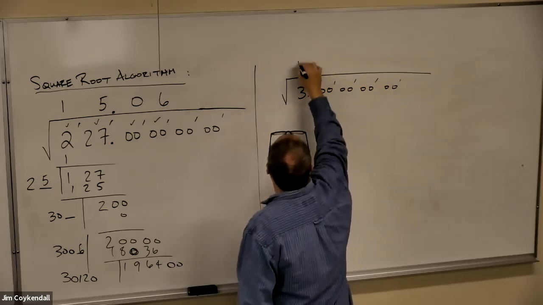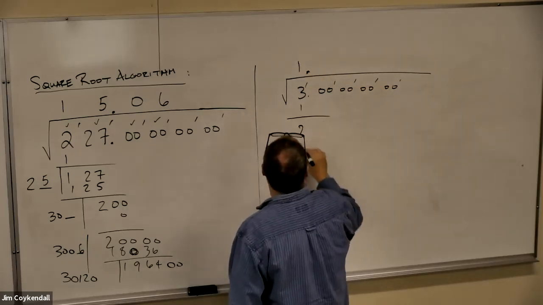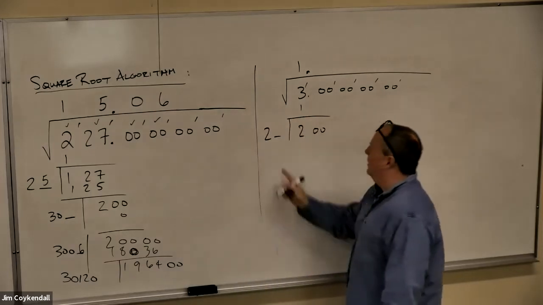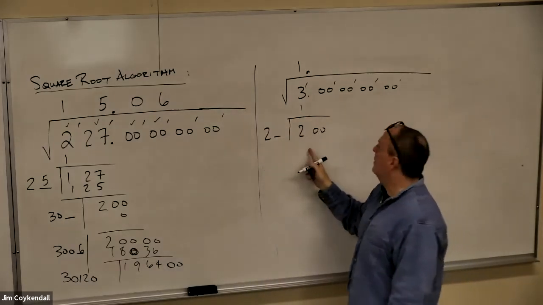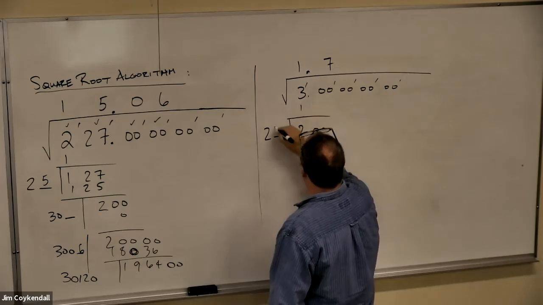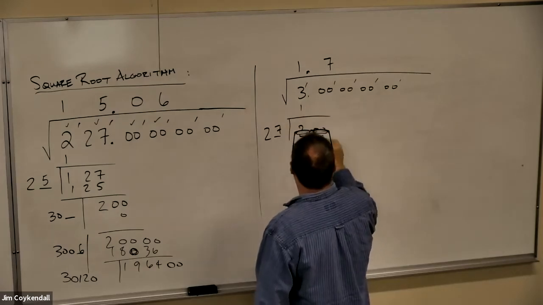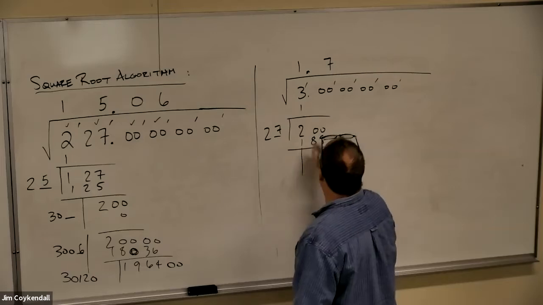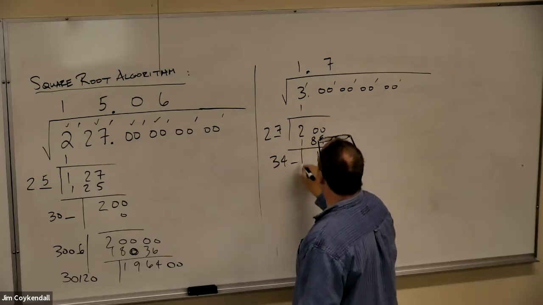Nearest square root of 3 without going over is 1. Drop the next 2, 2 blank. How many times does 20-something go into 200? This time it's going to be 7, because I have to replace that by 7, 189. Drop the next 2. I get 3, 4 blank.